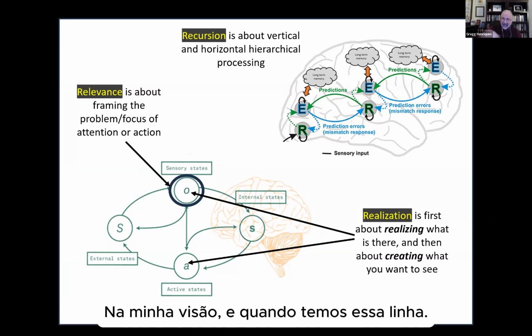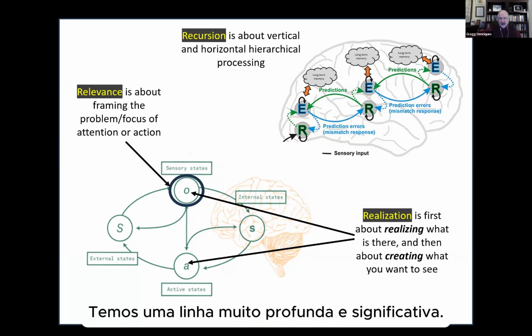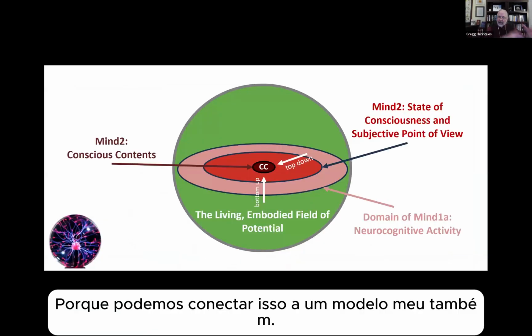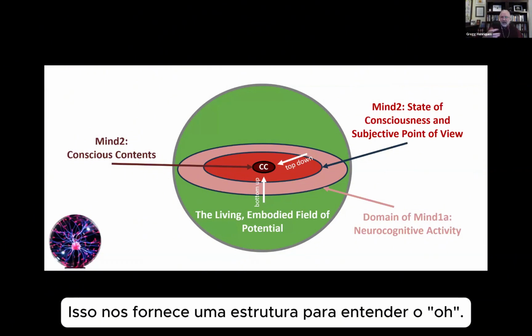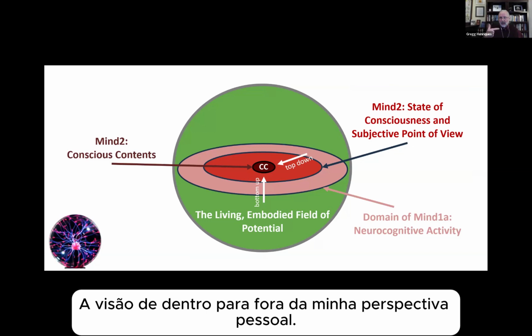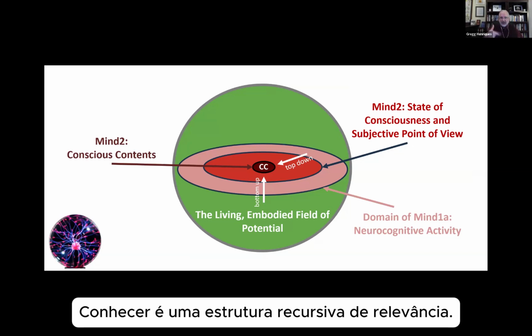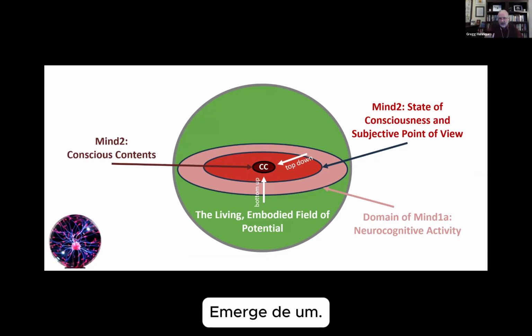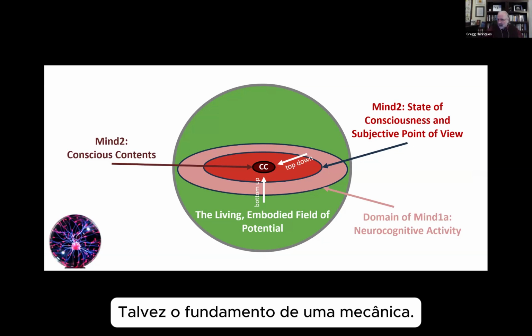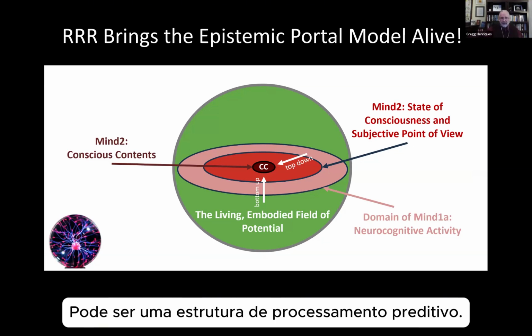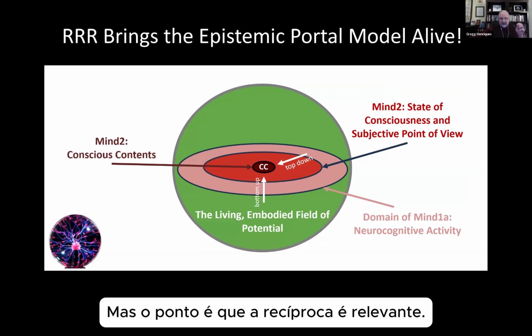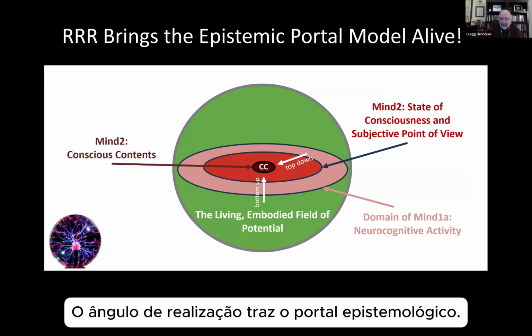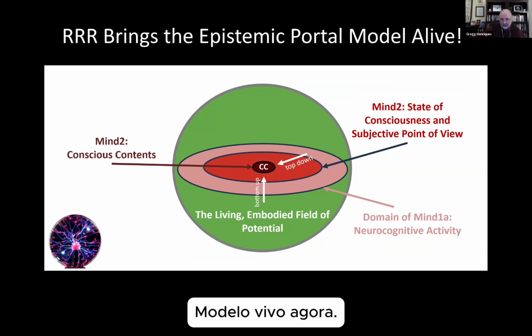And once we have that line, then all of a sudden we have a very deep and profound line, because we can connect that to a model of mind 2 that gives us a framework for understanding, oh, the inside-out view of my first-person perspectival knowing is a recursive relevance realizing structure that emerges out of maybe the ground of a mechanistic predictive processing structure, perhaps. But the point is that the recursive relevance realization angle brings the epistemic portal model alive.